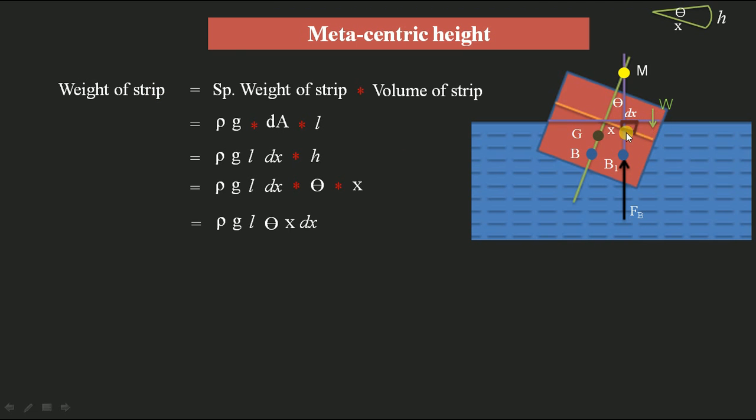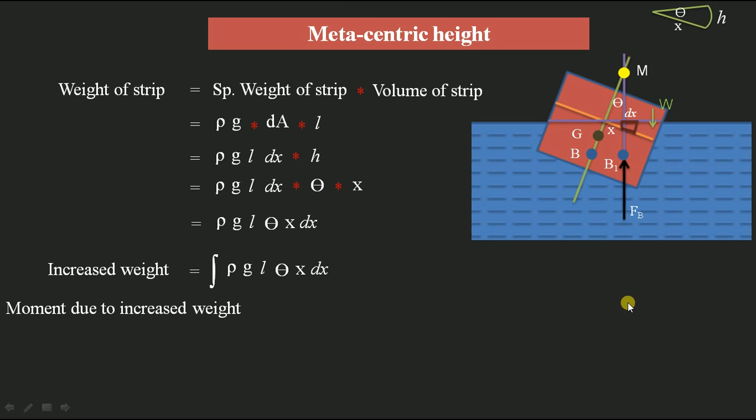Next we have to write the total weight of the envelope, that is, the total increased weight. How can we write the total increased weight? It can be an integration of this elemental weight under the limits of neutral axis to the edge of the body. So we can write the integration of whatever formula we got, rho g l theta x dx. After knowing this increased weight, we need to write the moment due to this increased weight. The moment due to increased weight can be written as the increased weight into the perpendicular distance. Here I am assuming the perpendicular distance as x only. Why?